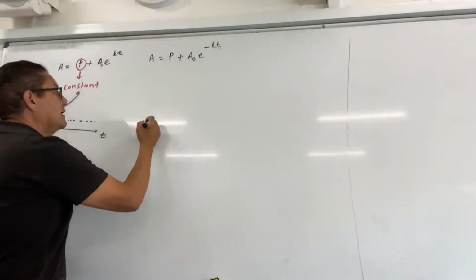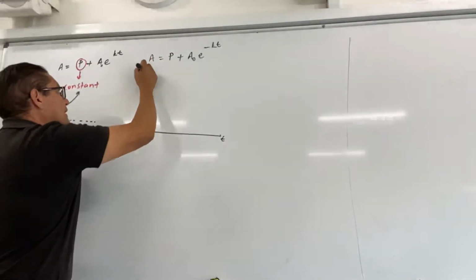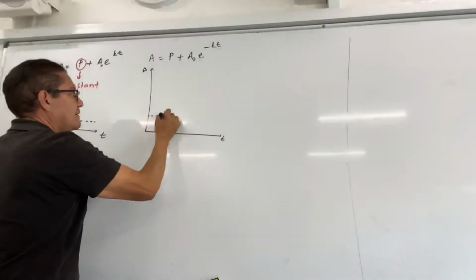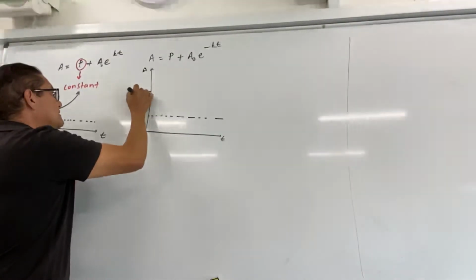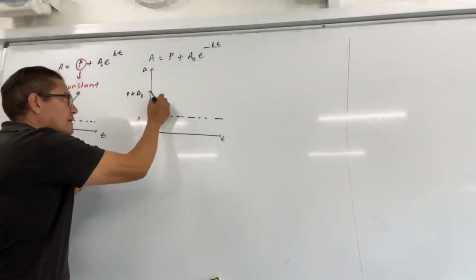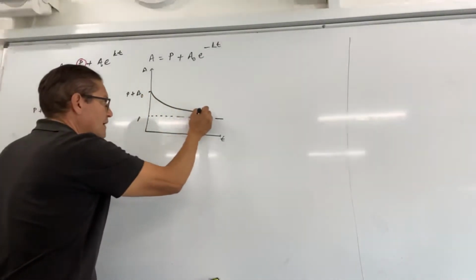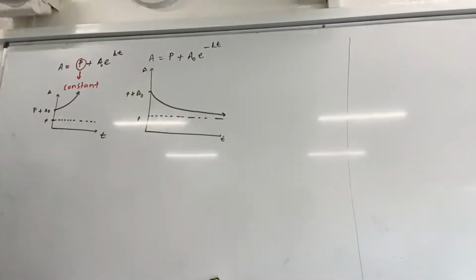So now my graph is going to look like this. A, that's going to be some number P. This is going to be P plus A0. Okay, that's where we are. And then look at what happens. Oh. Now, that doesn't go to 0. Instead, it goes to a specific value, P.